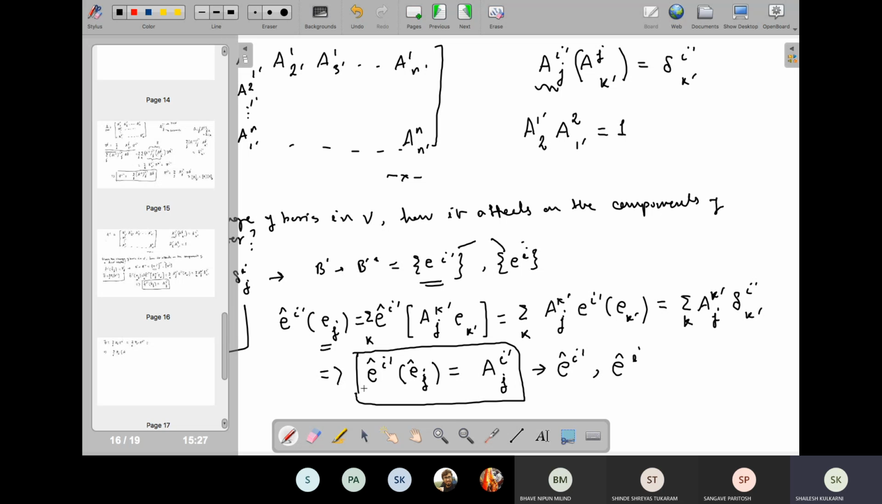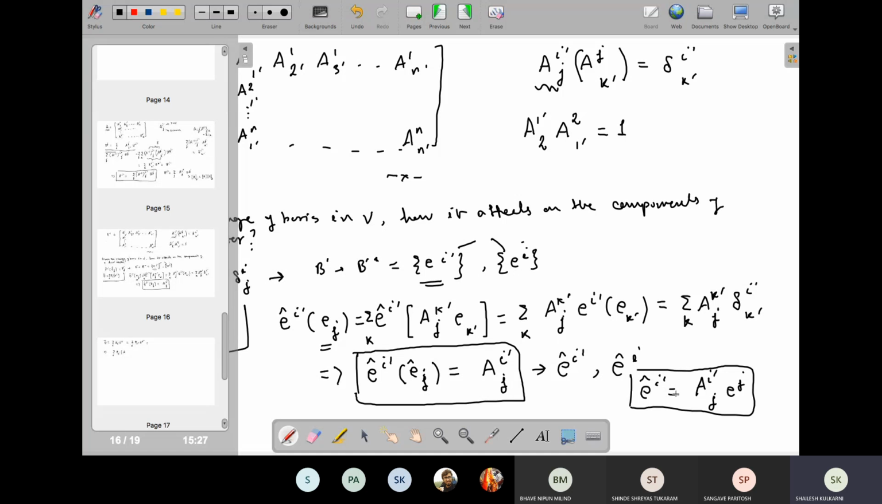What will be the relation? This is equal to, okay, e_i' will be equal to a_i'j e_j, okay. This will be the relation. You can just convince yourself, just use this. Use the definition of e_i, and you will get this immediately.